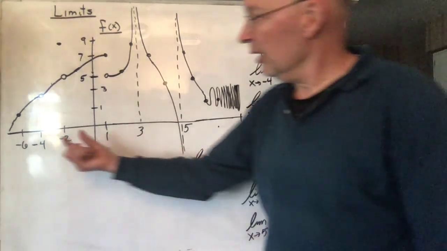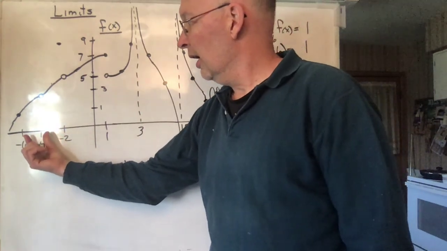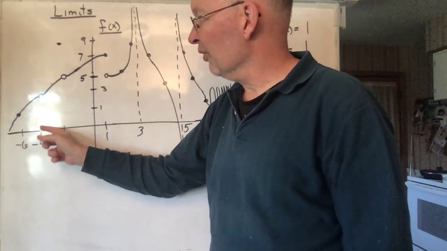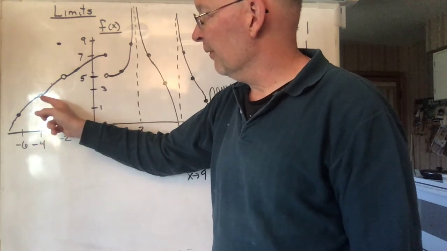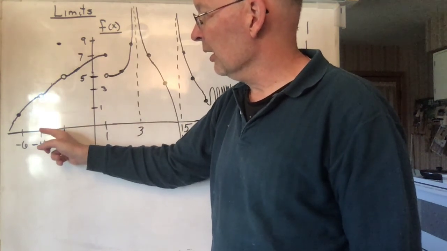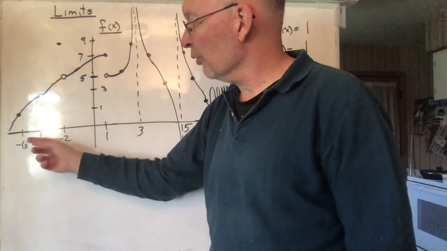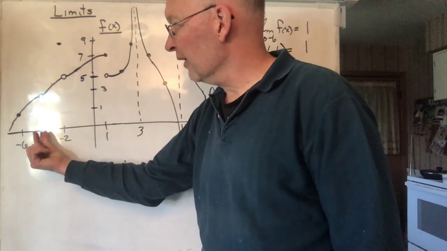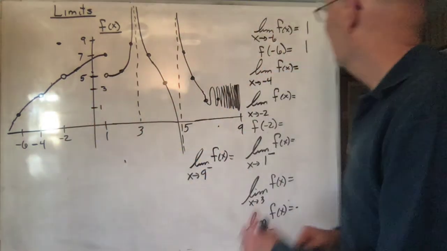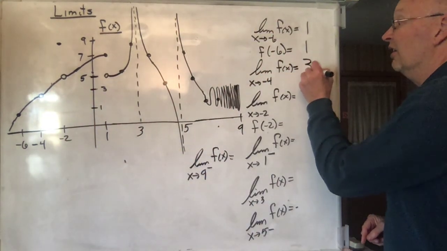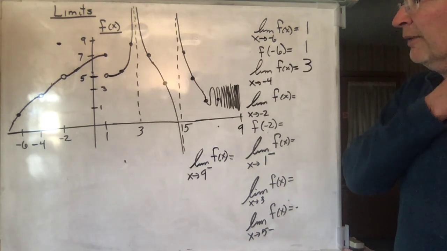At -4, as we approach -4, first of all, notice that there is no value of the function there. The function isn't defined at -4, but we can ask what's the limit, and as we approach -4 from both sides, the value of the function is getting closer and closer to 3. So we have a limit, but we don't have a value of the function.